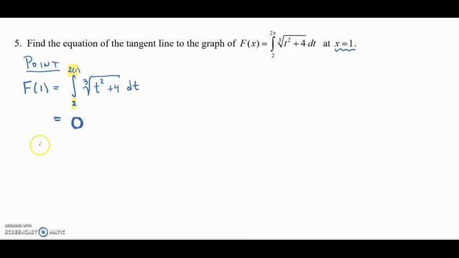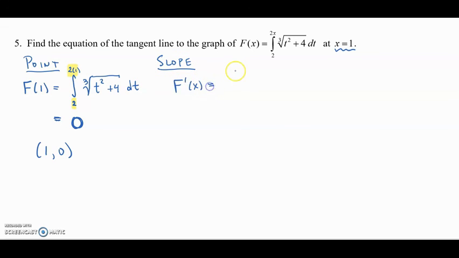All right, so our point is (1, 0). Again, I want to make sure I'm clear: any integral from a number to itself is always 0. Okay, so that's the point, and now the slope. And I wonder if we'll apply the fundamental theorem. Well, we need f prime of x.